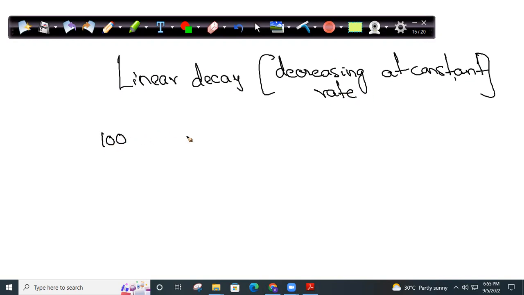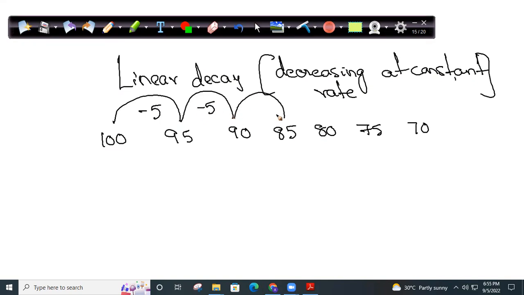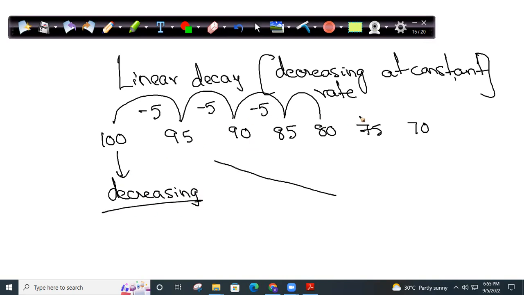Suppose this is 100, it becomes 95, 95 becomes 90, 90 becomes 85, 80, 75, 70. 100 to 95 is minus 5, 95 to 90 is minus 5, 90 to 85 is minus 5. So it is decreasing by the same amount. When something is decreasing by the same amount each and every time, this is called linear decay or decreasing at a constant rate.